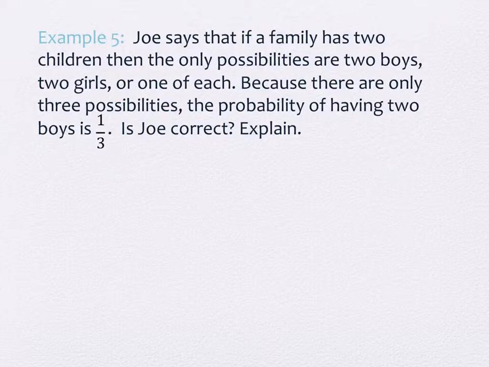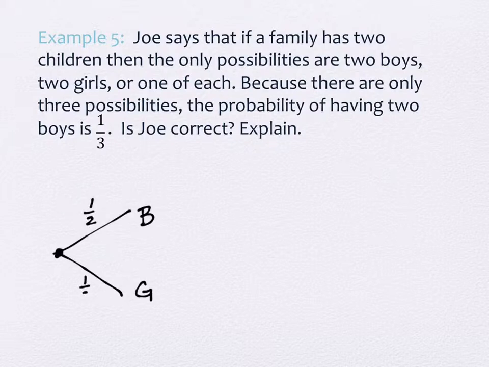Are you with me? Okay, so we're going to start with 1 branch. This is child number 1. And when the family has child number 1, there are only 2 options. It's either a boy or a girl. And what is the likelihood that it's a boy? 50%. If you want to do decimals, you can do 0.5. If you want to do fractions, you can do 1/2. Either way works just fine. I'm going to go with fractions. That's only if they have 1 child, but they're supposed to have 2 children according to Joe's argument.